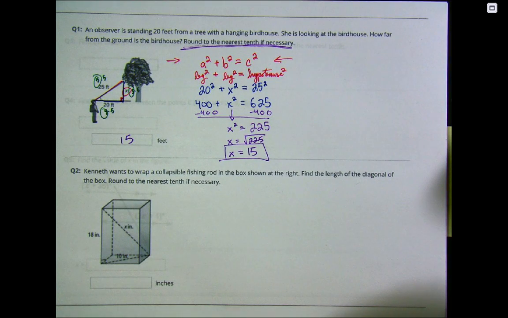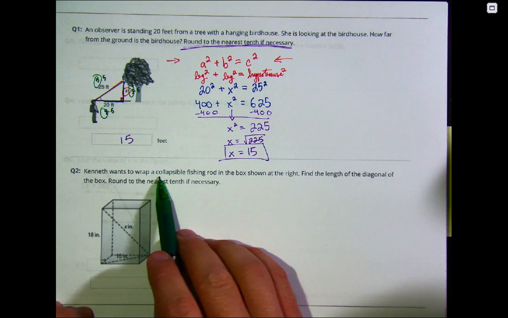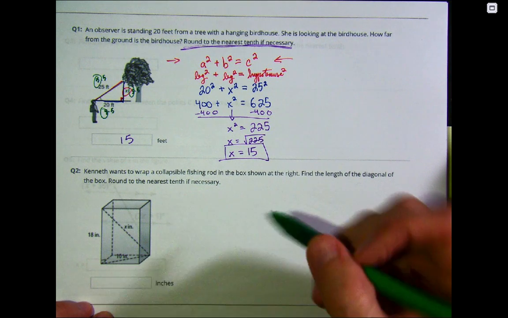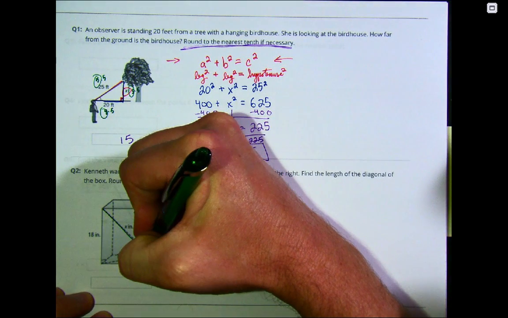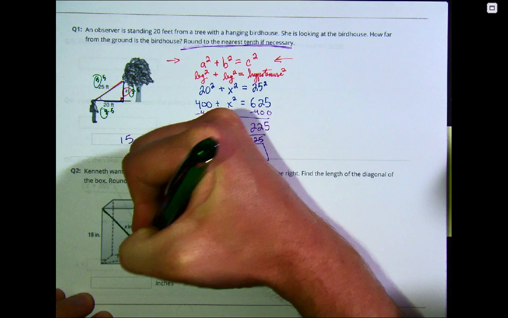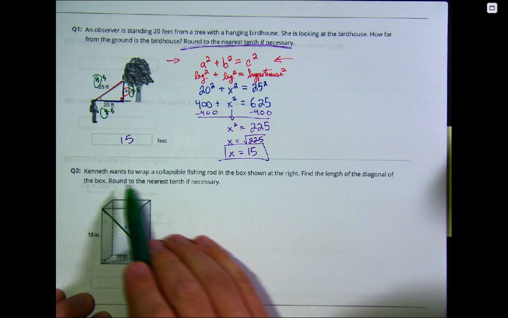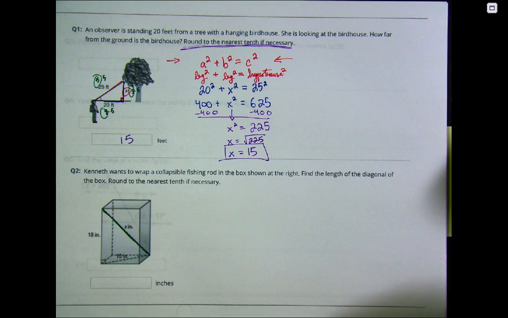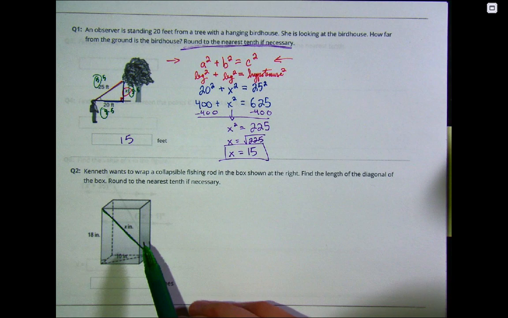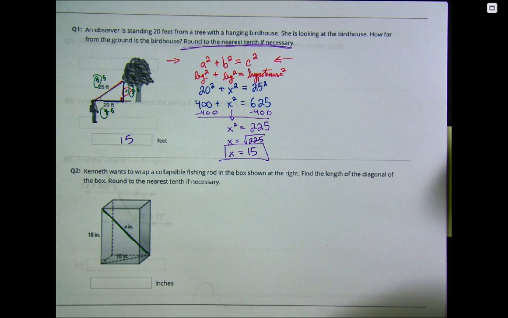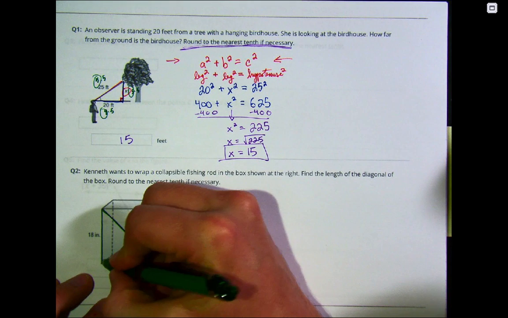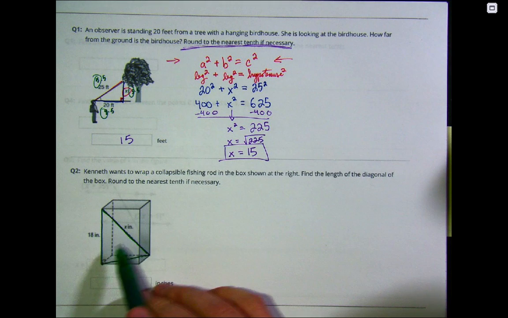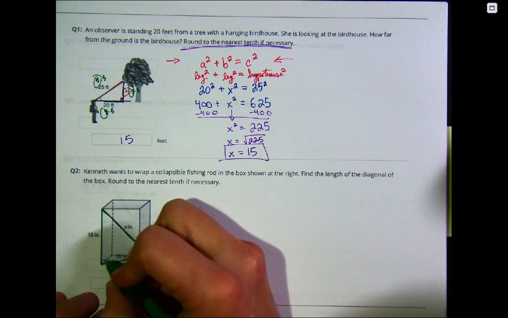All right, Kenneth. Kenneth wants to wrap a collapsible fishing rod in the box, and the fishing rod is going to have to go diagonally to fit inside of this box, right? How long is that diagonal? Well, this might look like it's a problem about a box, a rectangular prism, but really it's a right triangle problem. So you can ignore the rest of the box and just look at this right triangle. Where's the right angle? Right here.